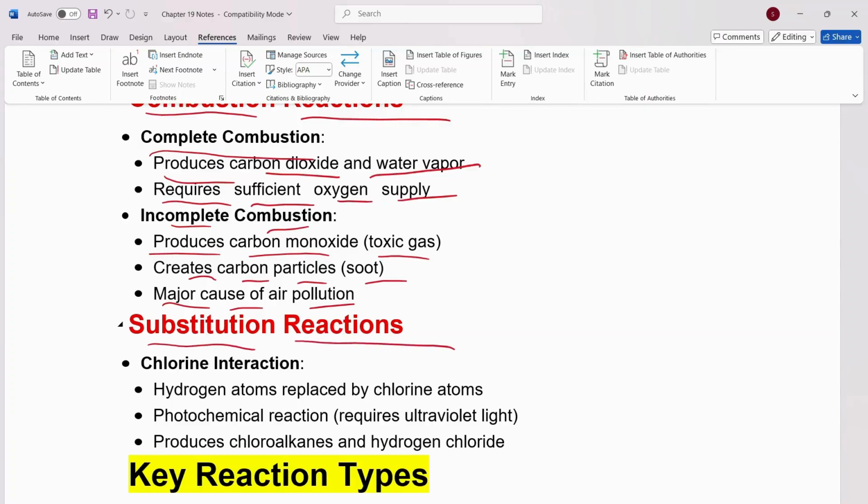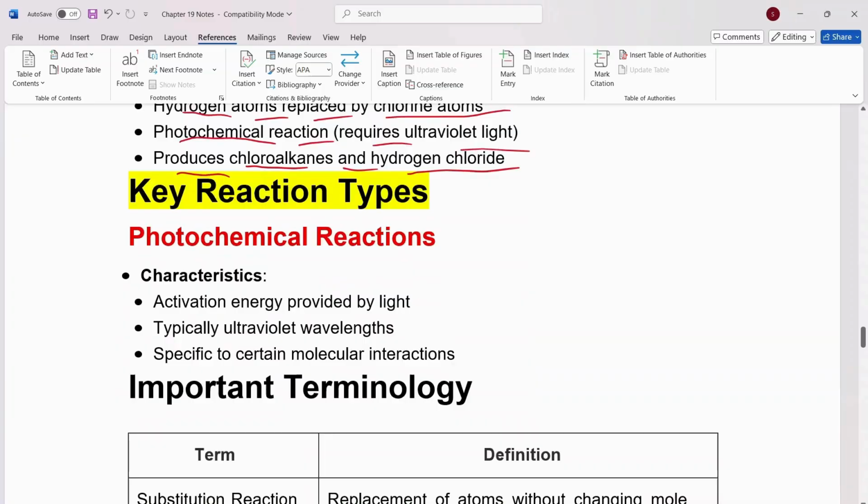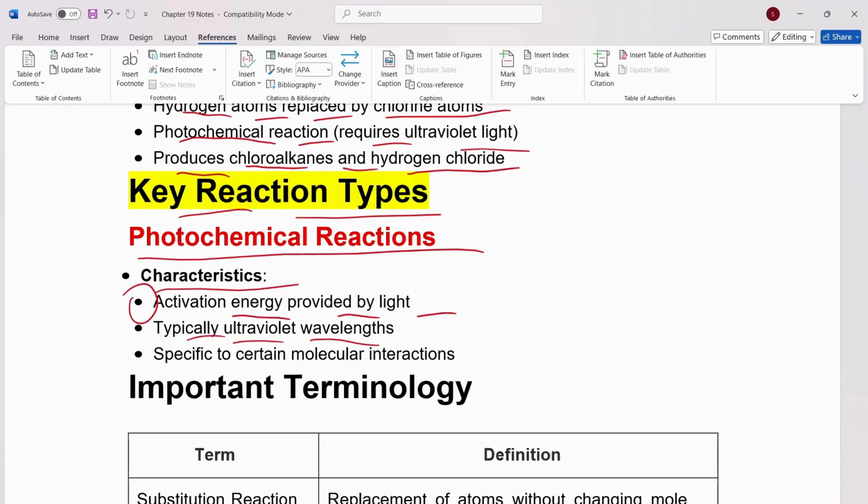Some substitution reactions include chlorine interaction. Here, hydrogen atoms are replaced by chlorine atoms. Photochemical reactions require ultraviolet light and produce chloroalkanes and hydrogen chloride. Key reaction types: here we have photochemical reactions. Now we have characteristics of photochemical reactions. Activation energy provided by light. Typically they have ultraviolet wavelengths and are specific to certain molecular interactions.